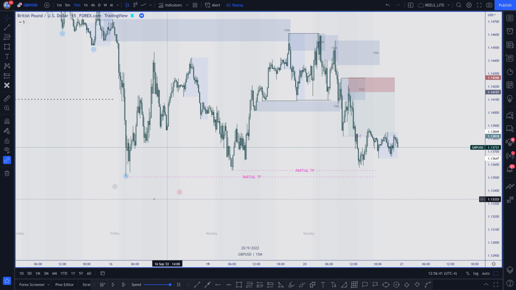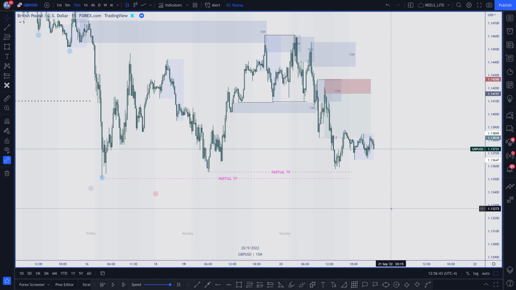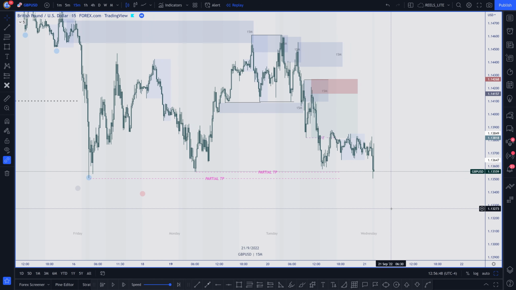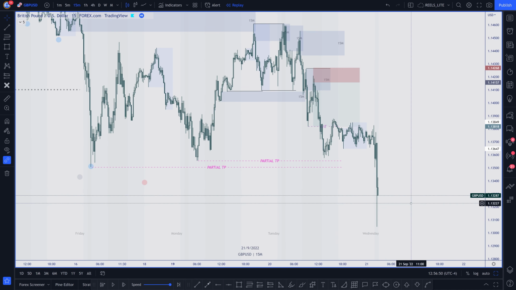And I'm still thinking, okay, there's a lot of liquidity to target under here. I can expect that it's going to continue to push, right? We're just building liquidity, and there you go. Look, we swept it and we pushed down quite heavily.